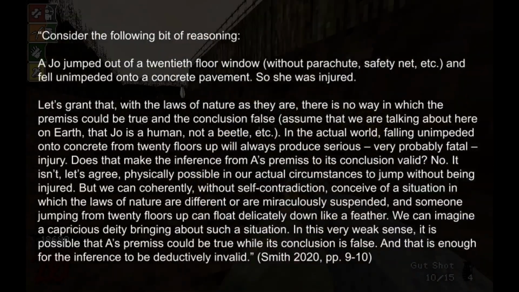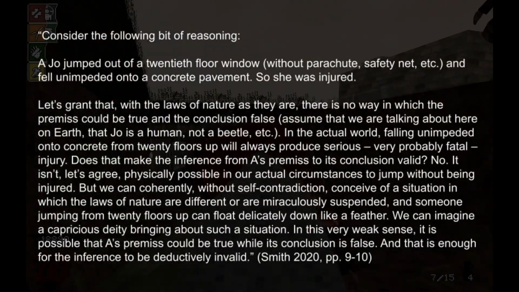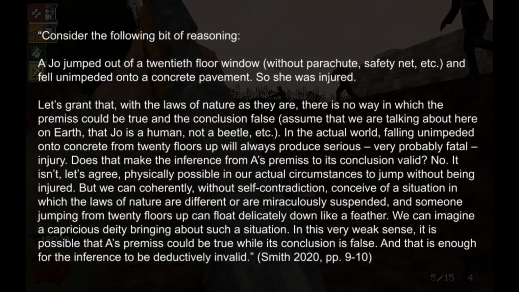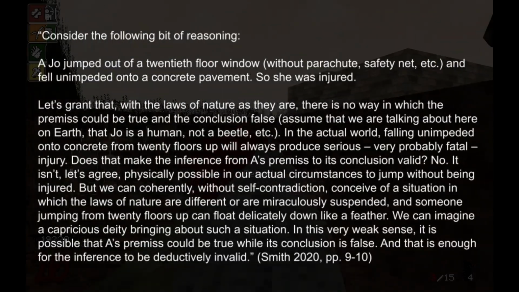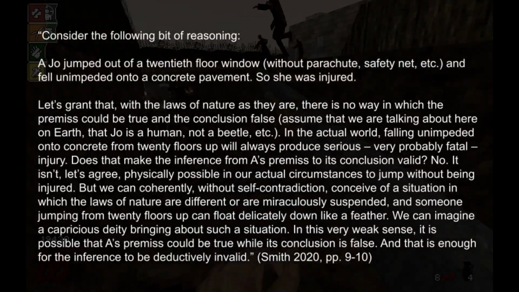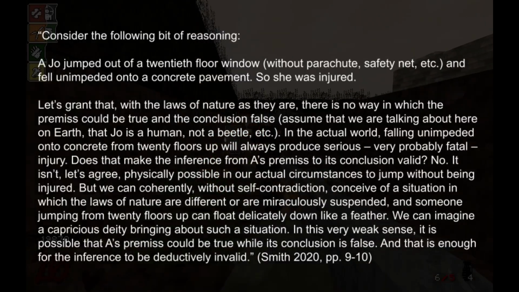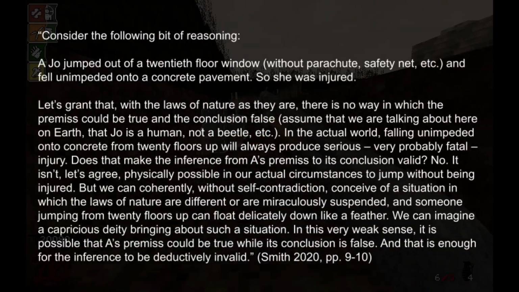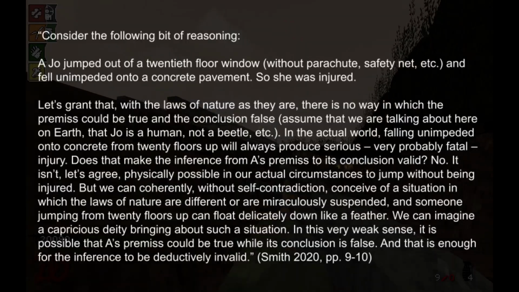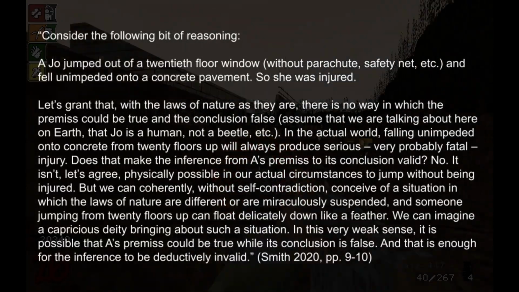Let's grant that the laws of nature are the way they are. There's no way in which the premises could be true and the conclusion false. Assume that we're talking about Earth, Joe is a human, and so forth. In the actual world, falling unimpeded onto concrete from 20 floors up will always produce serious, very probably fatal injury. Does that make the inference from the premises to the conclusion valid? Therefore, can we say that necessarily, because Joe jumped out of the window, she's injured?